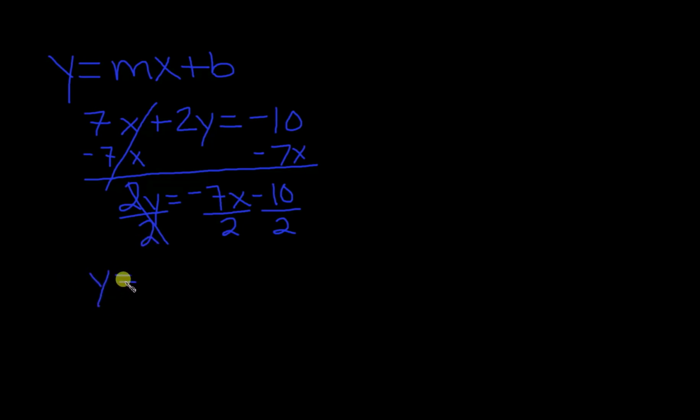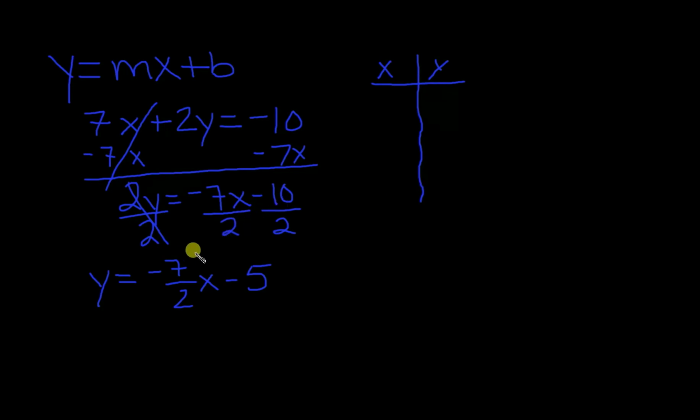We're getting closer to our equation here. So we're left with y equals negative 7 over 2 x. And a negative 10 divided by a positive 2 gives us a negative 5. So here's our equation in y equals mx plus b form, or standard form. Now we can come over and make a t-chart with some x values to find some values for y so that we can plot this graph.